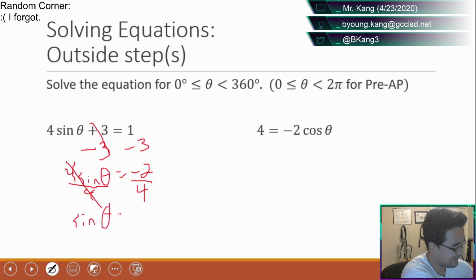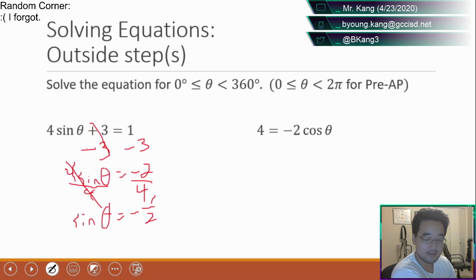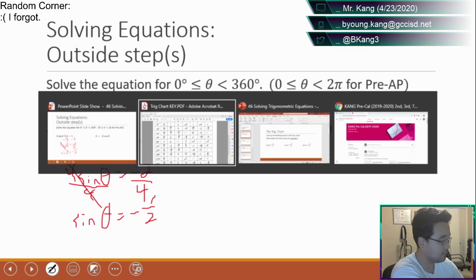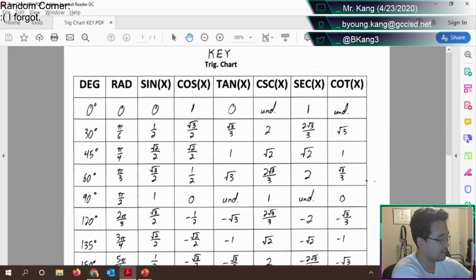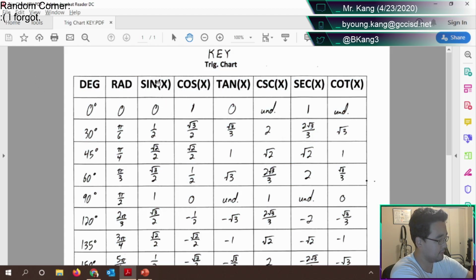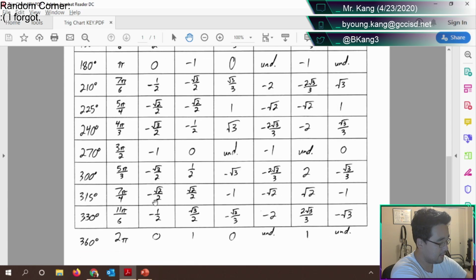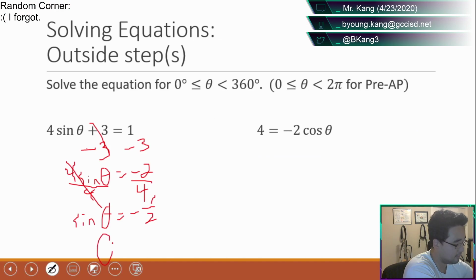All right, sine theta equals -1/2. And notice how this now looks exactly like what we just did back here. Where is sine equal to -1/2 on the range 0 to 360? So we go to our chart, sine column right here, this third one. Hold on, let me get my mouse cursor. Right here, this one. And I want to find every answer where sine is -1/2. So here's 210, and here's 330. So 210 and 330 are my answers.